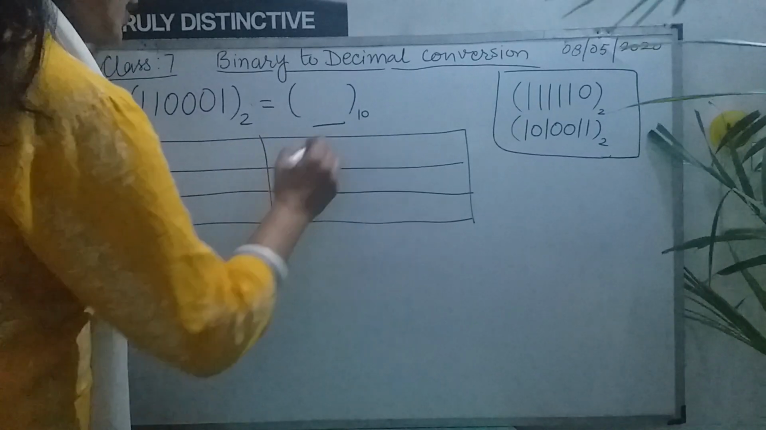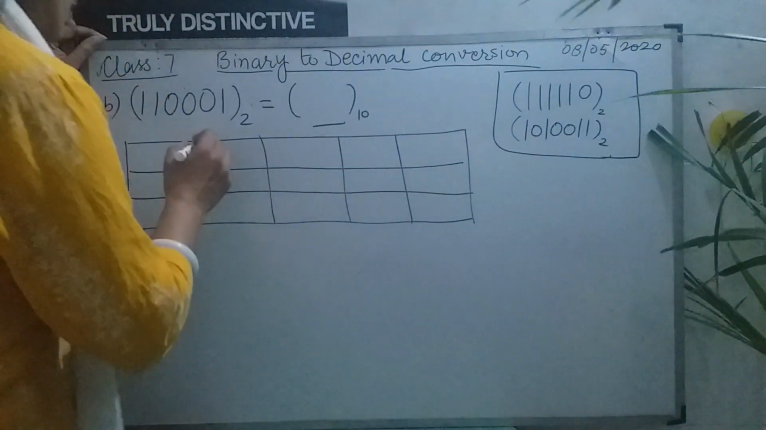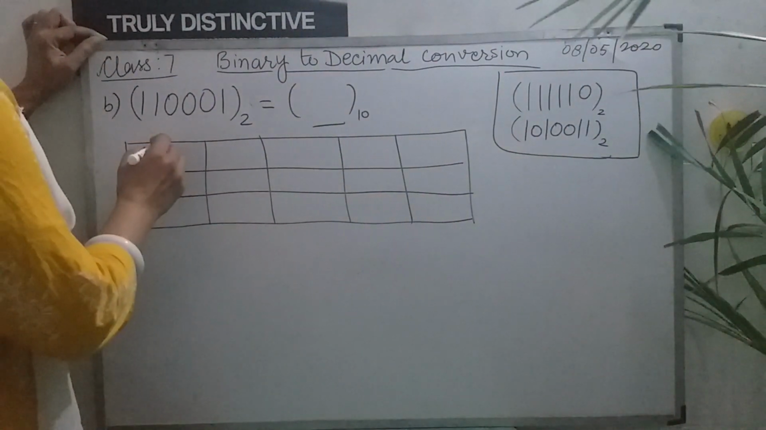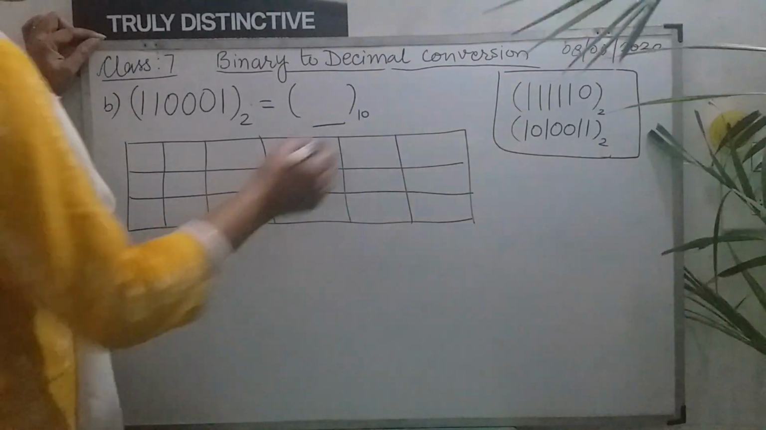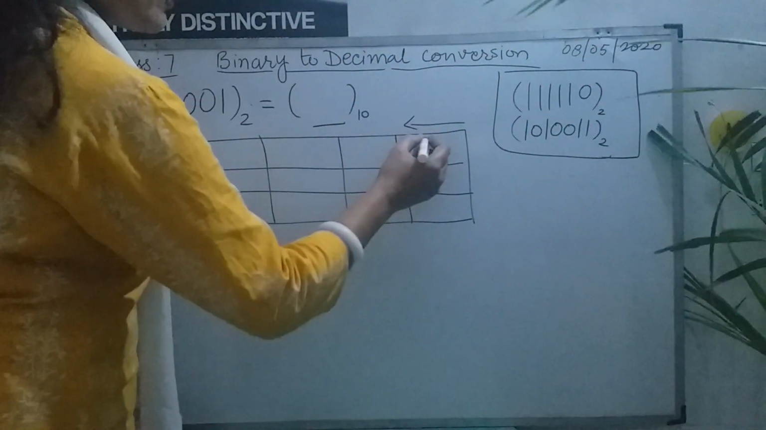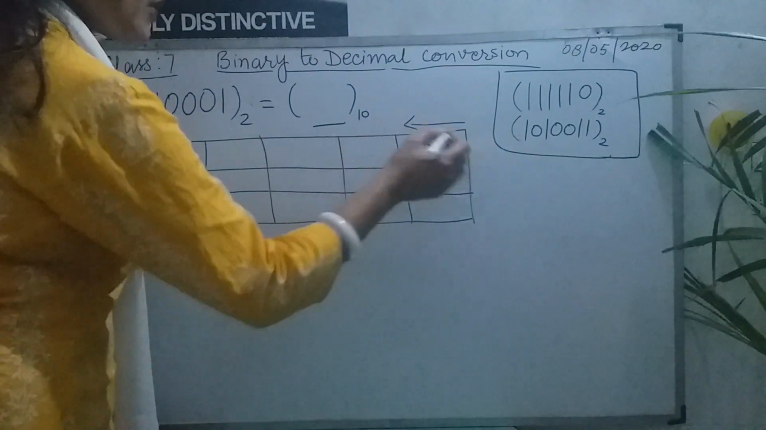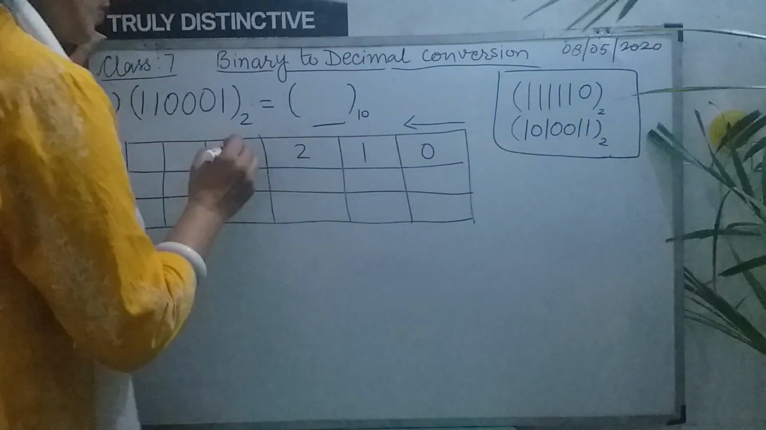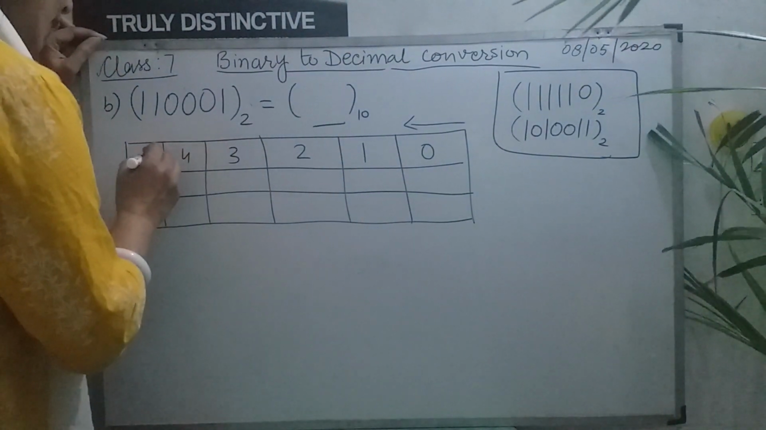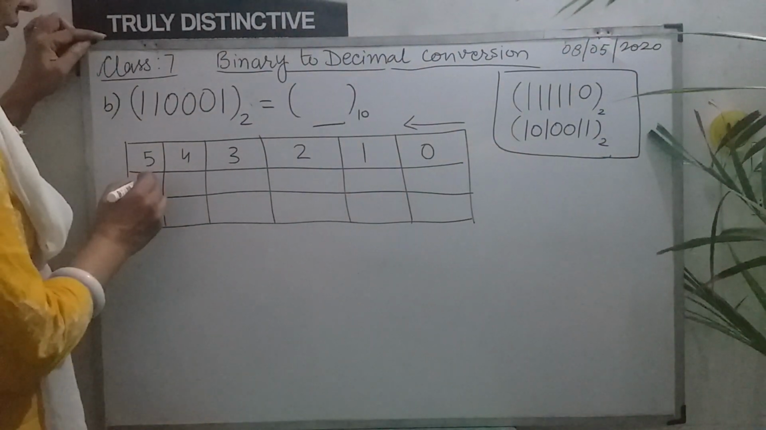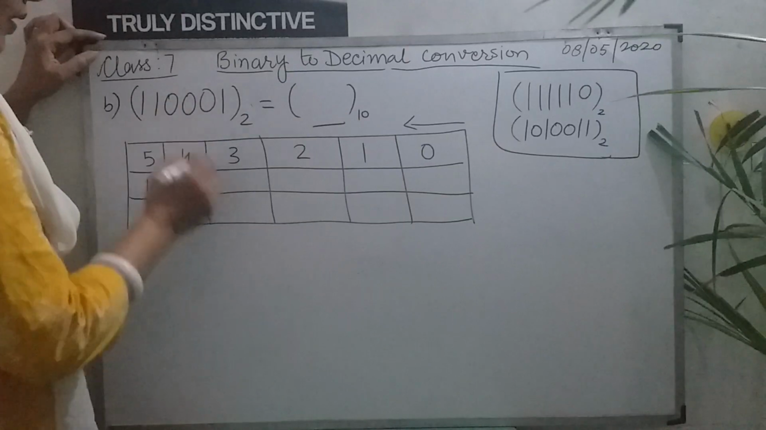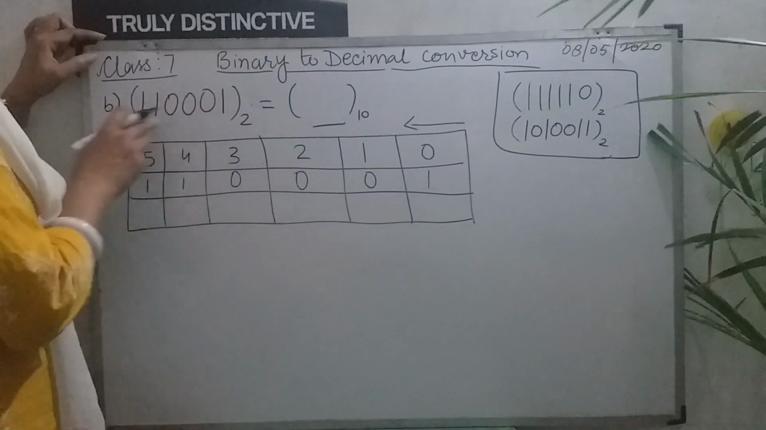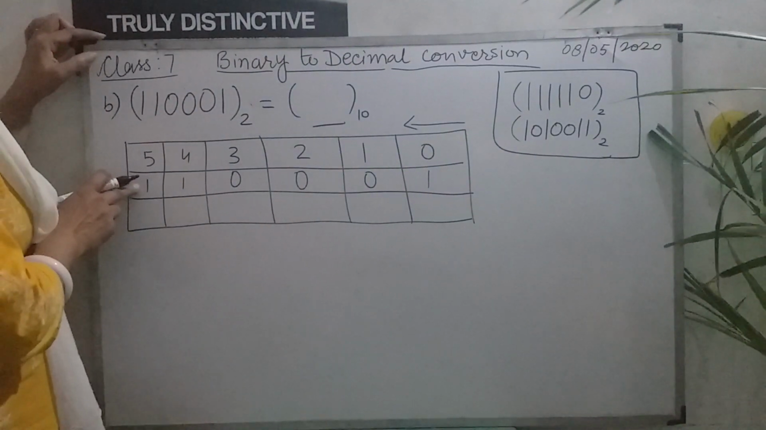Now number the columns from right to left, and the first column will be 0, 1, 2, 3, 4 and 5. Then note down the digits in these columns. In the second row: 1, 1, then 0, 0, 0 and then 1. Whatever the binary number is, that will be noted down in the second row.